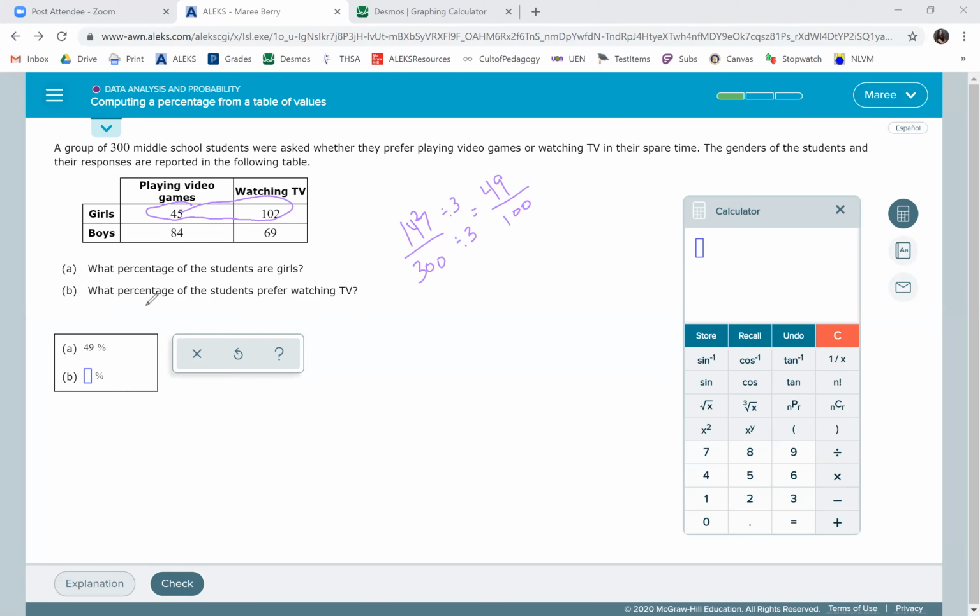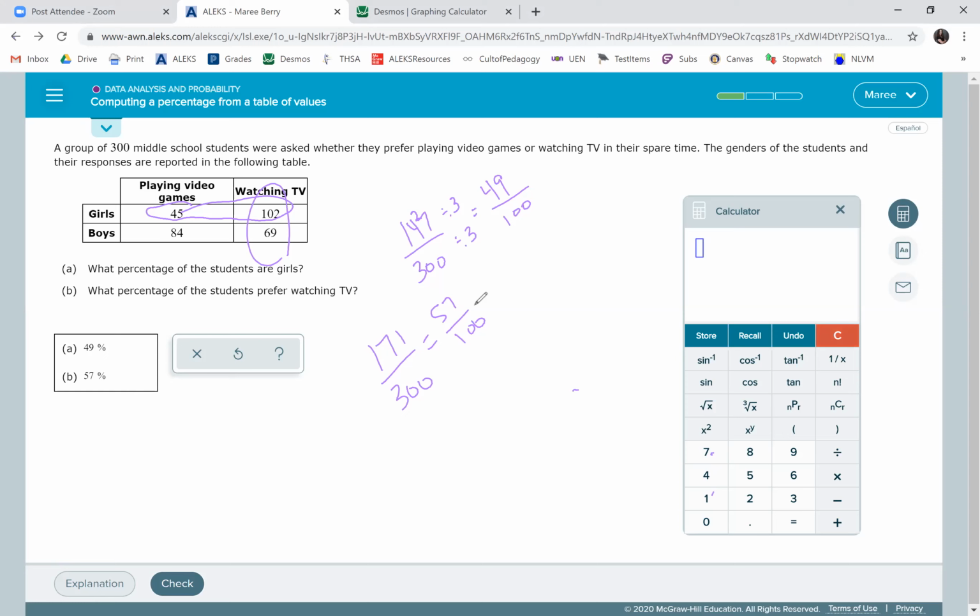So the second one says what percentage of the students prefer watching TV? So that's going to be this column that we're going to add together, and that's 171 out of 300. I'm going to divide by 3. So that's going to be 57 out of 100, which is 57%.